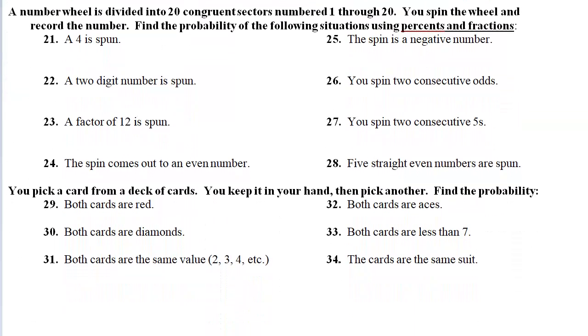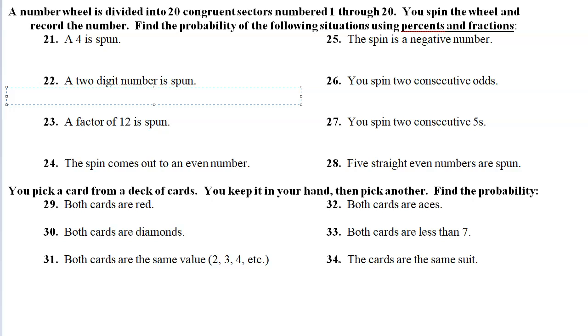A number wheel is divided into 20 congruent sectors numbered 1 through 20. You spin the wheel and record the number. Find the probability of the following situations. So you've got, if we're doing the evens here, you've got a 2-digit number being spun. So if you think about it, if you have a wheel from 1 to 20, what is the probability that you'll get a 2-digit number?